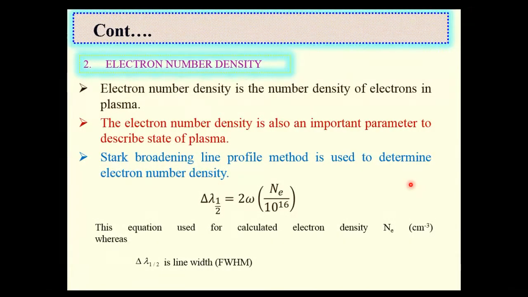Next one is the electron number density. Electron number density is the number density of electrons in a plasma. It is also an important parameter to describe the state of the plasma. The Stark broadening line profile method is used to determine the electron number density. This is the formula of the Stark broadening line profile method. Delta lambda half is basically the full width at half maximum, and omega is the impact parameter, which we can check from the literature. Ne is the electron number density, and this is the power factor.